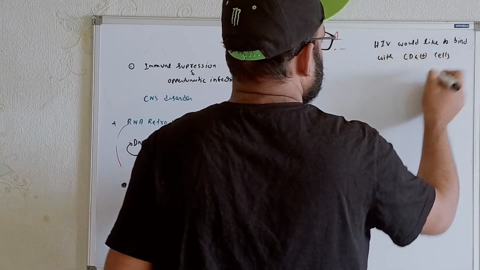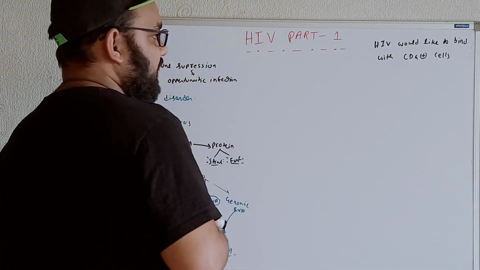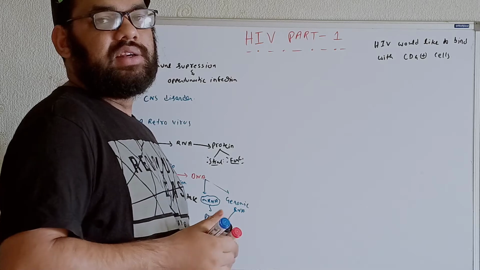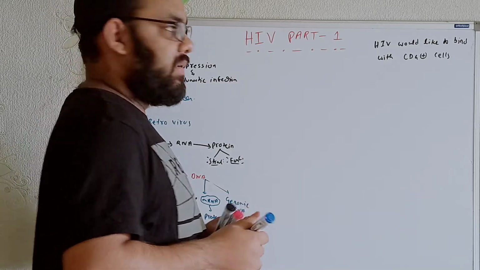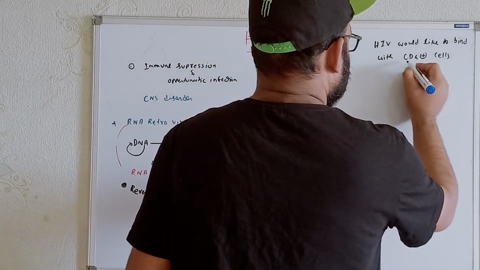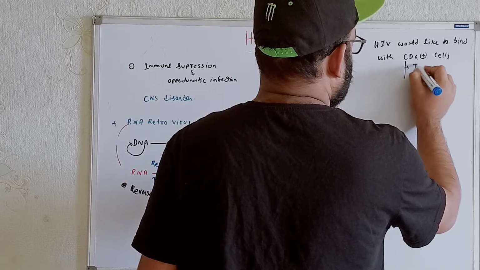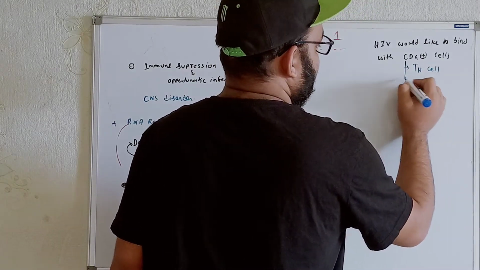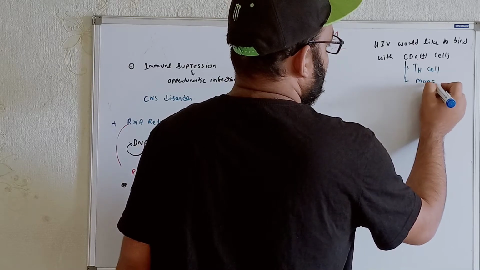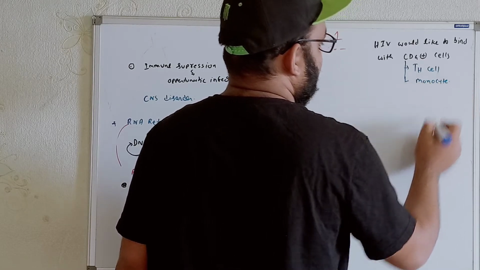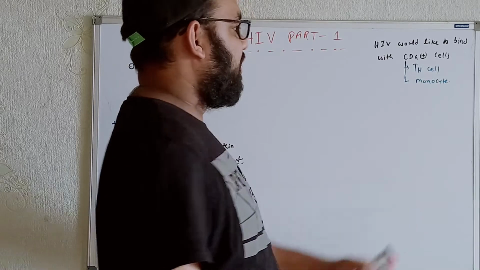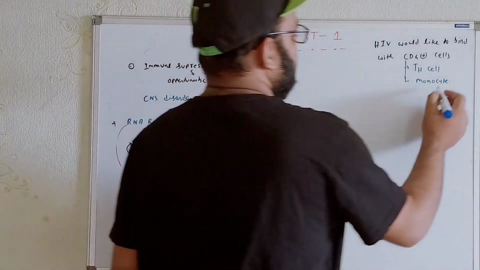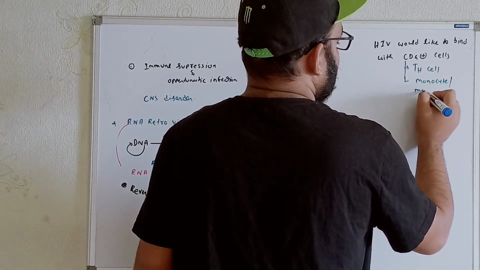Now, in which cells will we see the CD4 receptor present? Where will we get the CD4 positive? As you know, the T helper cells. We will also get the monocytes. Whenever monocytes are within the circulation, when they come out of the circulation, they will be known as macrophages. So you can write here also the macrophage.